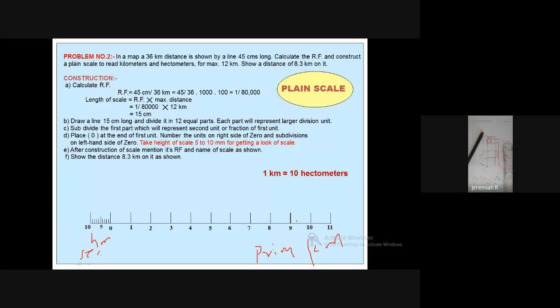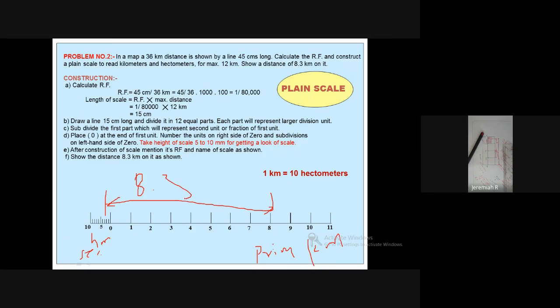There you have to mark. They asked to mark 8.3. So from here, count up 1, 2, 3, 4, 5, 6, 7, 8. We got 8. From that point, take 3 subdivisions: 1, 2, 3. So you mark the distance and say this is 8.3 kilometers.